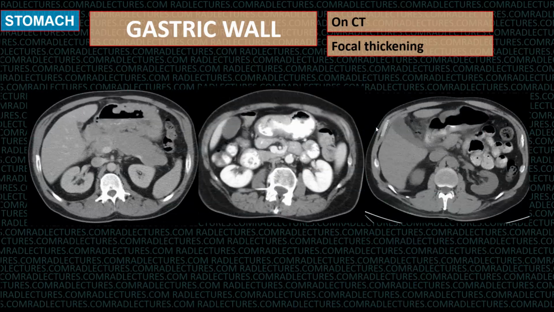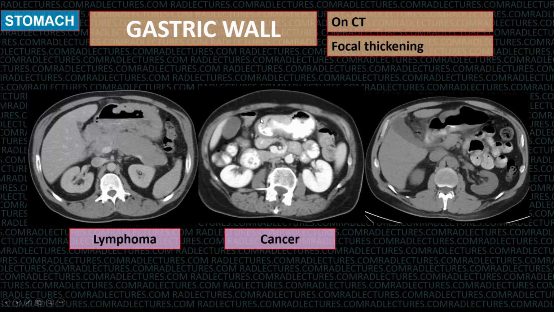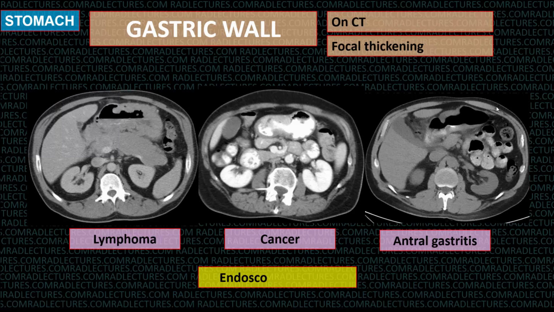Now, gastric wall thickening can also be focal, and it can involve any part of the stomach, and this can occur in cases like lymphoma, which we see here, cancer, which we find here, or antral gastritis. Now, if you look at all these three images, they look very similar. So you cannot differentiate easily between lymphoma, cancer, and antral gastritis just on the basis of imaging alone. And therefore, endoscopy is imperative whenever you find local or focal gastric wall thickening.